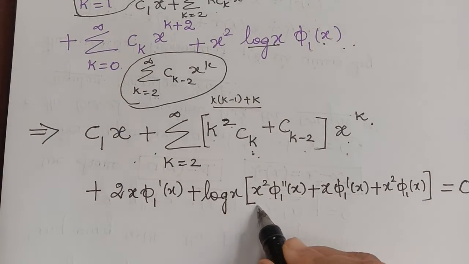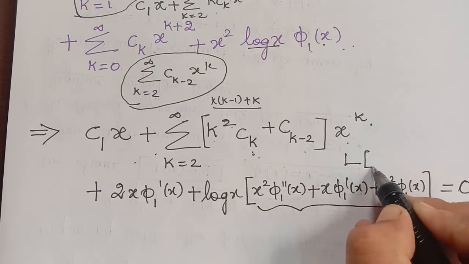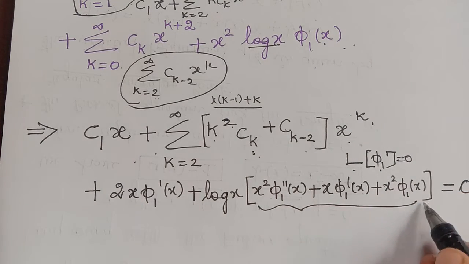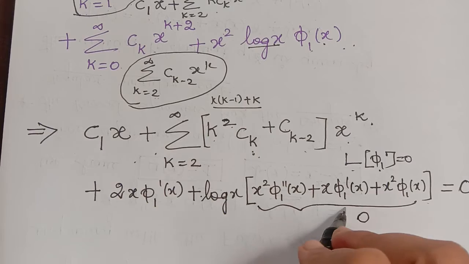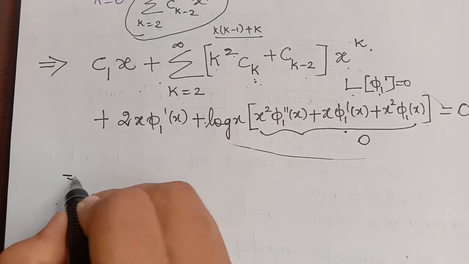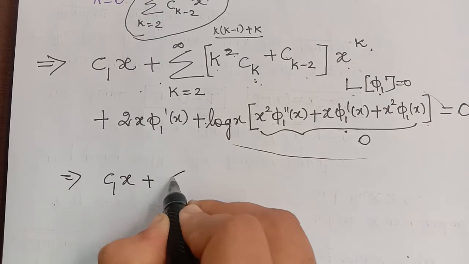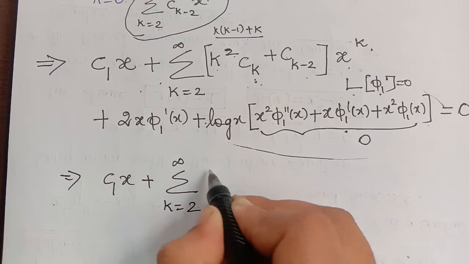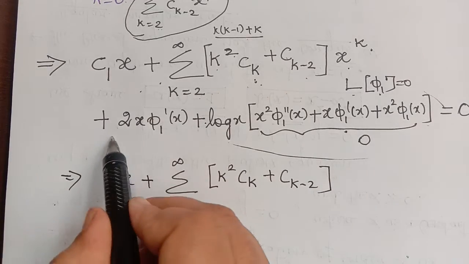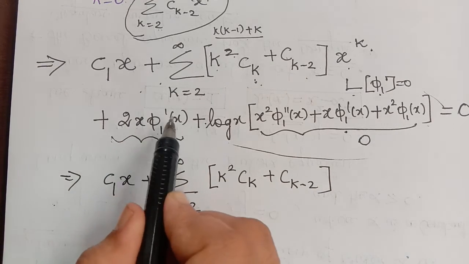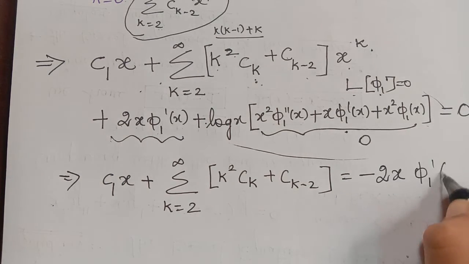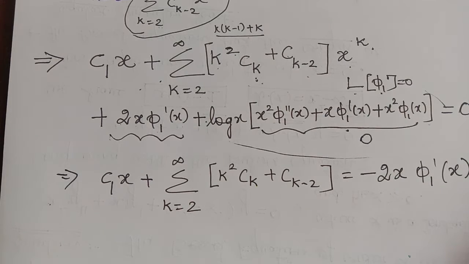Now in this we observe that this is nothing but L of phi 1. But what is L of phi 1? L of phi 1 is equal to 0. So this full term becomes 0, and when log x is multiplied with this term, this complete term vanishes and we will be left with c1x plus summation k equal to 2 to infinity k squared ck plus ck minus 2, and this term, if I take it to the right, 2x phi 1 dash of x, it will become equal to negative 2x phi 1 dash of x. So this is what we obtain.